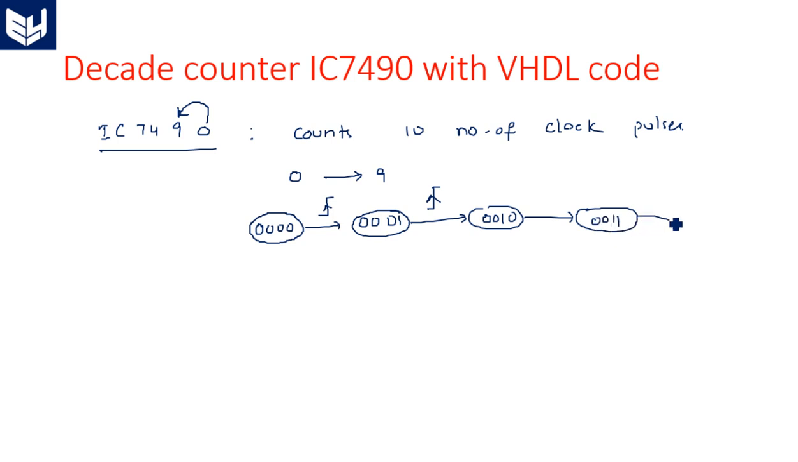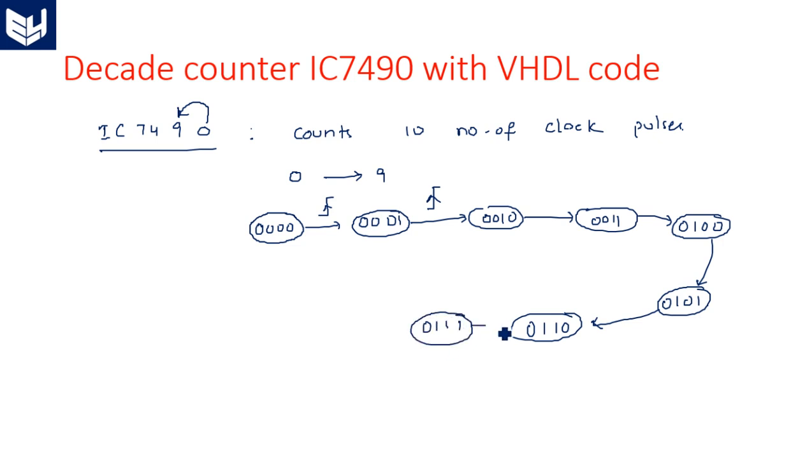0 0 1 1, 0 1 0 0, 0 1 0 1, 0 1 1 0, 0 1 1 1, 1 0 0 0, and next 1 0 0 1. After that, for the next clock pulse, it goes back to all zeros.